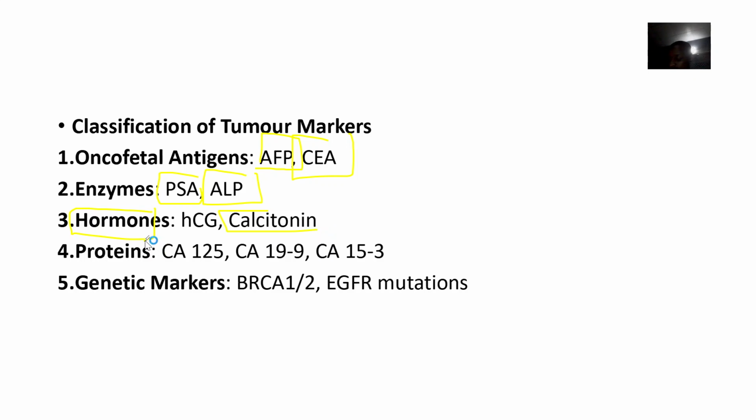Then for the proteins, we have examples like carbohydrates. This is not proteins, right? This is carbohydrate antigen tumor markers. So we have the CA125, we have the CA199, we have the CA153. The genetic markers like the BRCA1 and BRCA2. Then the endothelial growth factor receptor mutations.